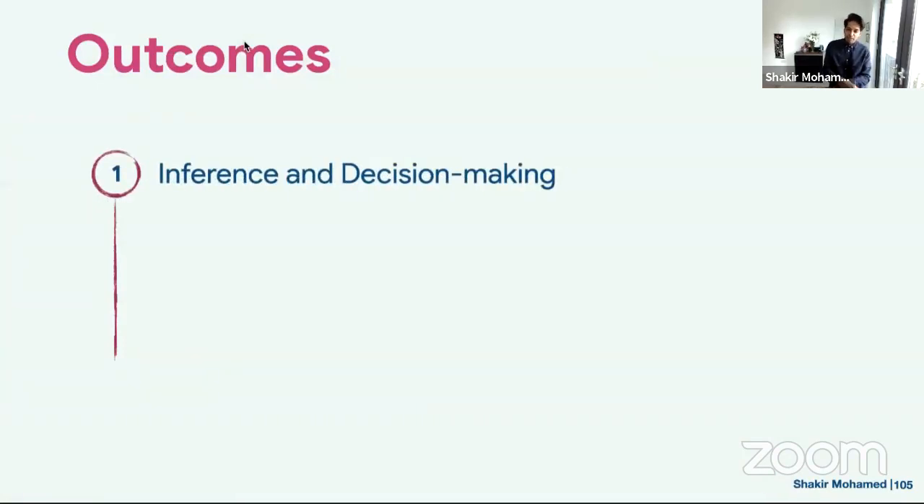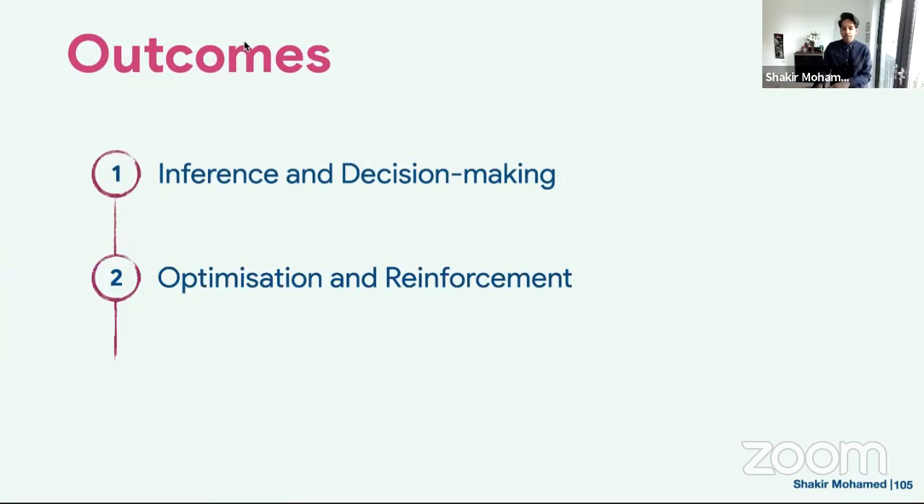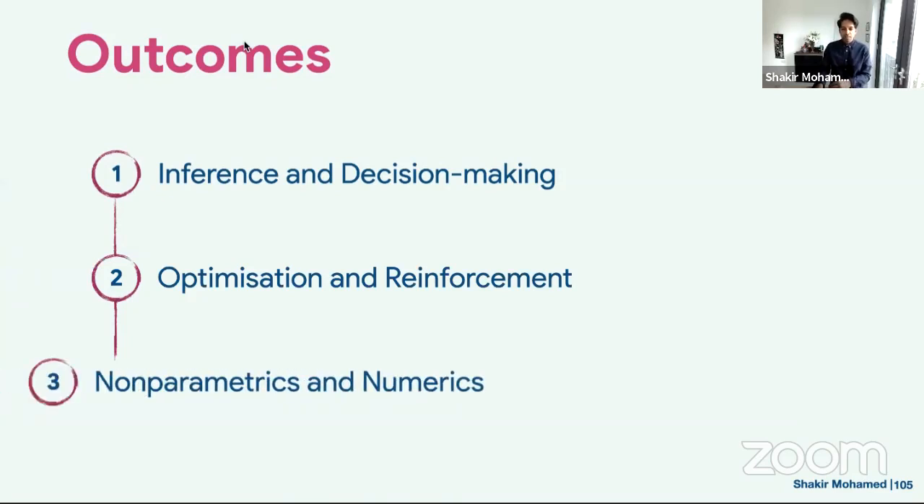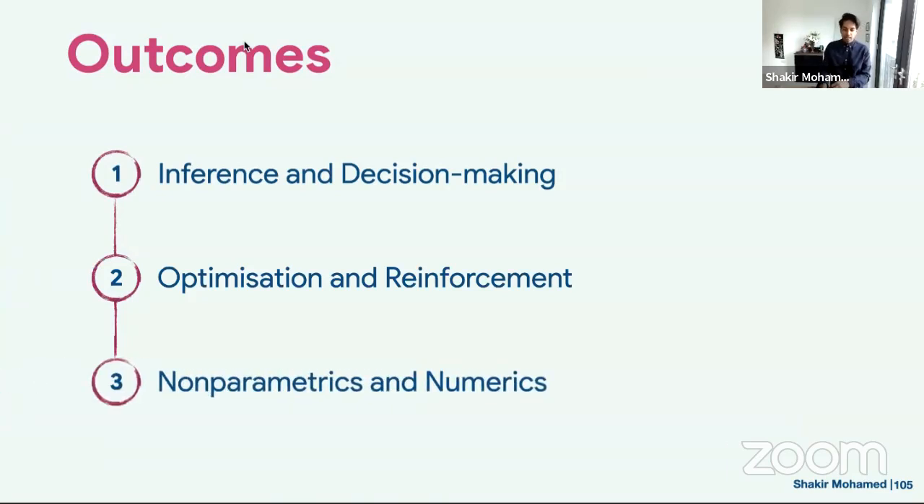So my aims for this last section are for you to think about the difference between inference and decision-making, because up until now we've only looked at questions of inference, and then to think about topics of optimization and reinforcement, and then questions of nonparametrics and numerics.